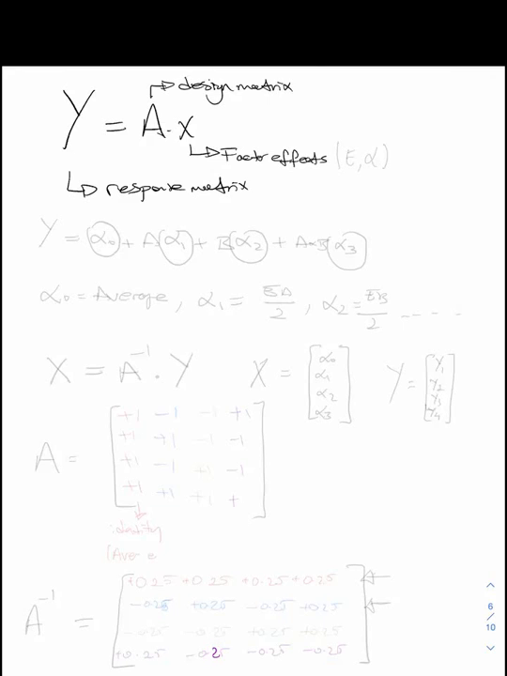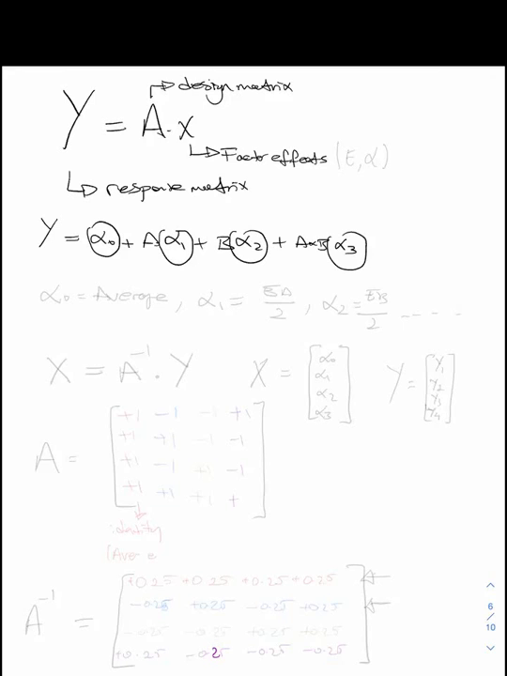Right, so that means these are your E's. Okay, so we want to solve for X, right? Because if I were to rewrite my equation here, alpha 0 plus A times alpha 1 plus B times alpha 2 plus AB times alpha 3, what we are trying to solve here is my alpha 1, alpha 2, alpha 3, as well as my alpha 0. So that's the factor effects, right?